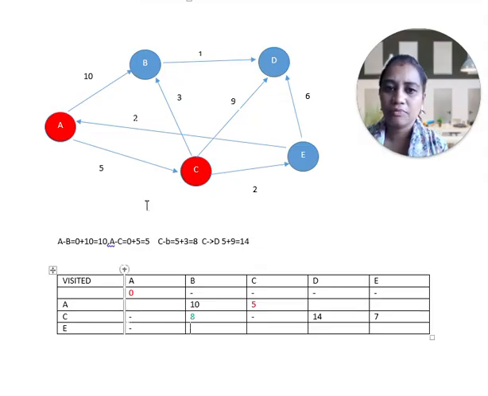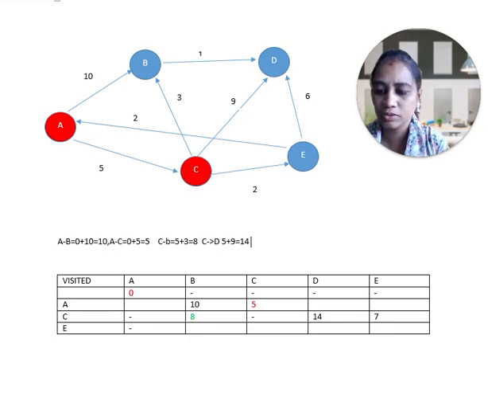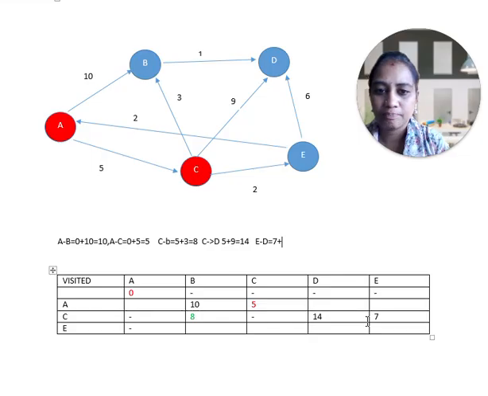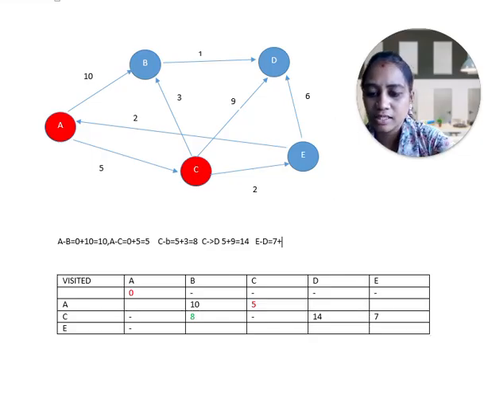From E, what are the different nodes that are reachable? From E, we have only the chance of reaching from A to E. A to E is not possible because A is already selected. Then E to D is possible. So what is the value of moving from E to D? E to D means the value of E, 7, plus D, 6. So 6 plus 7 is 13.